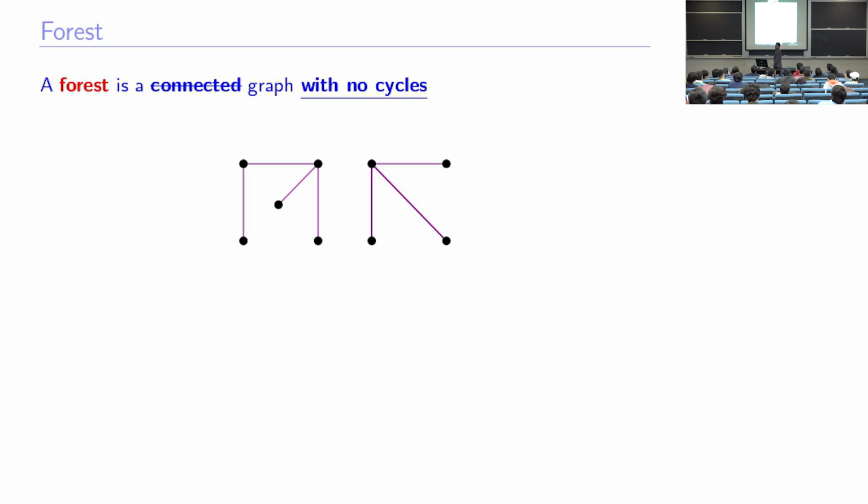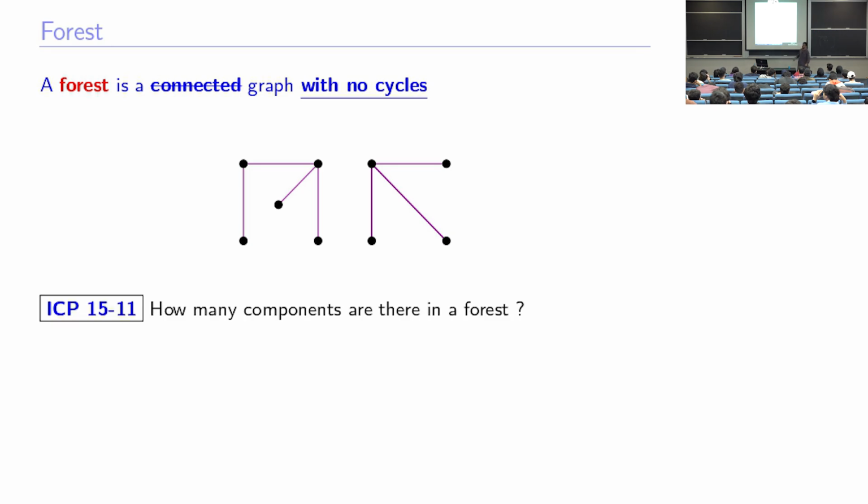A forest is a graph which has no cycle. What's the difference between this definition and the tree definition? A forest is not required to be connected, right? So a forest is basically, look at this. This is one component of the graph. This is another component of the graph, right? There are 2 components. Is this graph connected? No. Does it have cycles? No. So this graph is a forest, right?